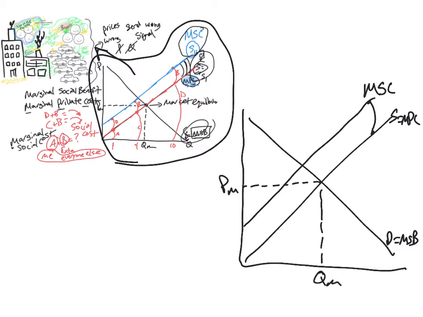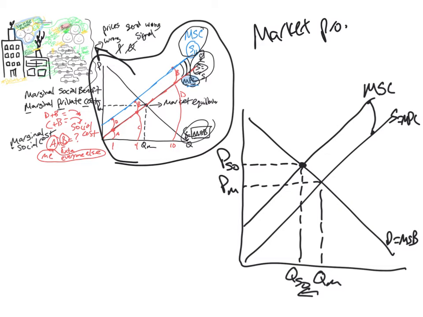So how do we assess this now? Well, what we see now is that this equilibrium point right here is where we should be. This price that we'll call SO, or socially optimal, and this quantity that is socially optimal. This is where we should be. Society wants to be right here. So society wants less of this negative thing. In other words, the market produces too much.